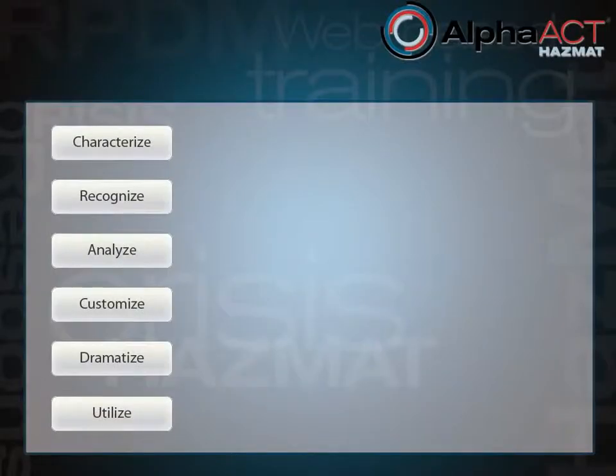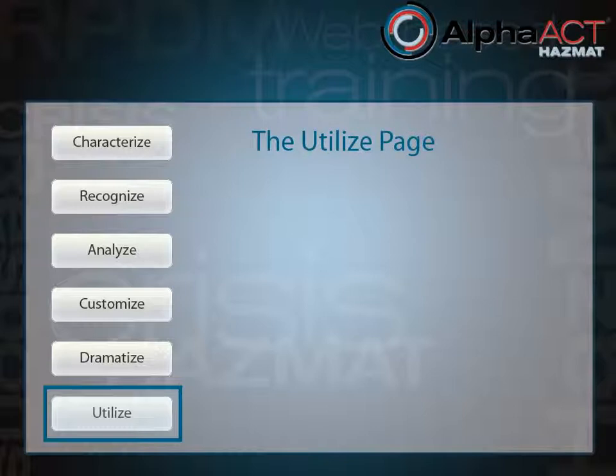In this module, we'll look at the sixth and final step in the AlphaACT HAZMAT decision process, Utilize. As before, we'll learn about the purpose and the features of the Utilize page while I demonstrate how to use it.